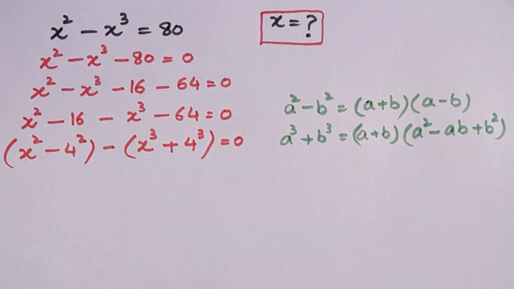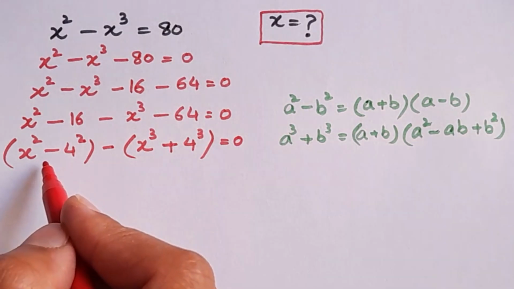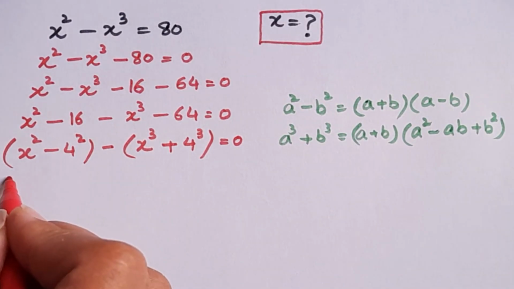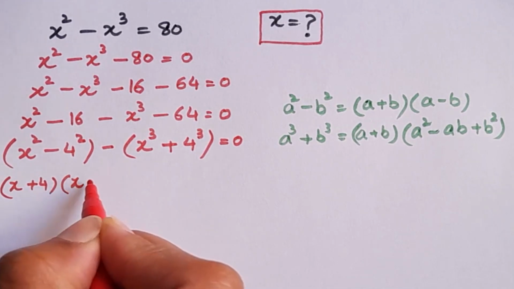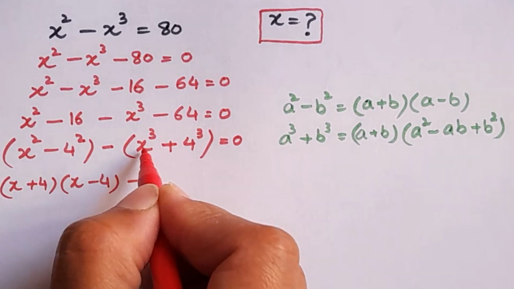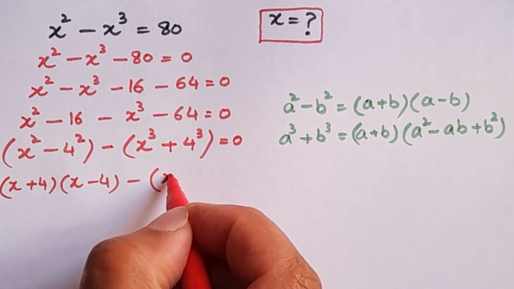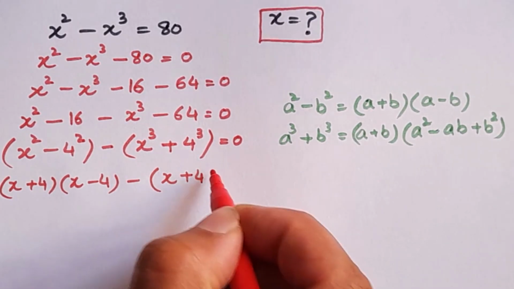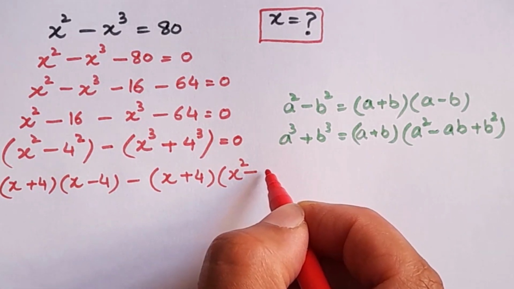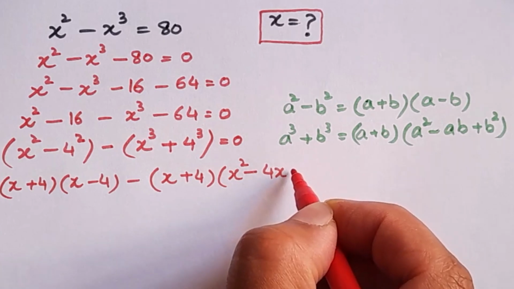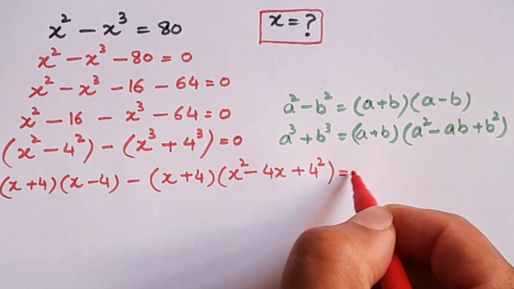So we can write this x square minus 4 square in the form of a square minus b square, like x plus 4 times x minus 4, and this can be written as x plus 4 times a square, meaning x square, minus ab, meaning 4x, plus b square, meaning 4 square, bracket is equal to 0.